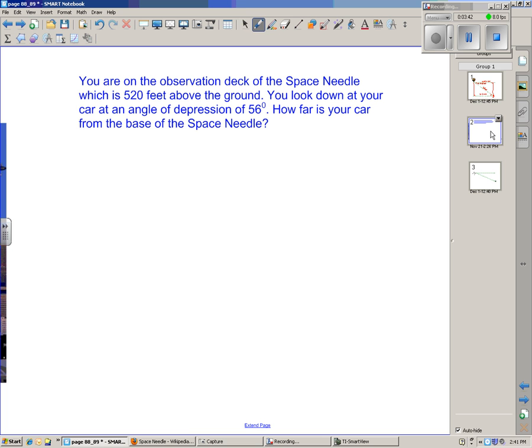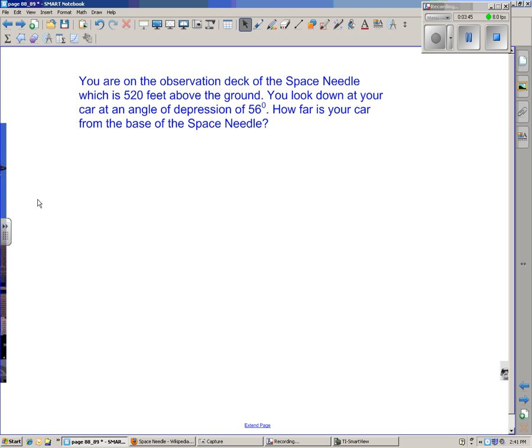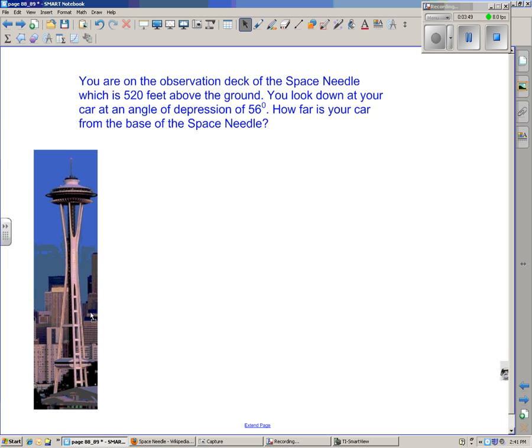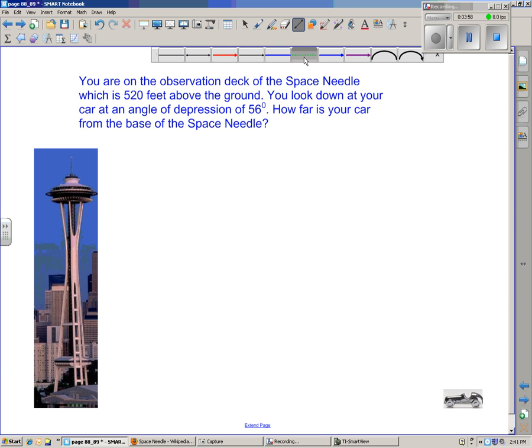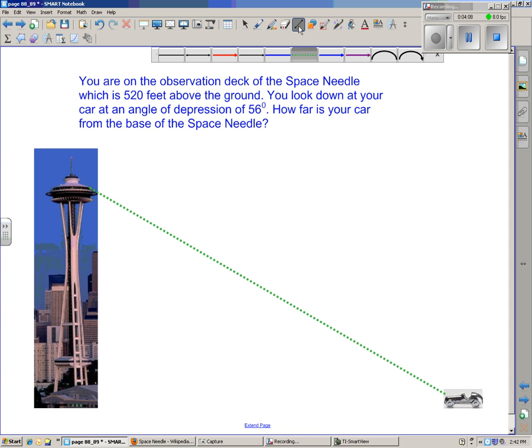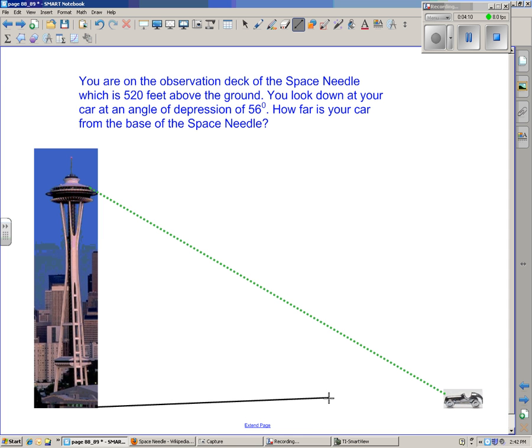Well, you would want to draw a good picture. I cheated and found a picture on the internet of the Space Needle, and I also found a Monopoly car. There's the car, and you're up here. So you draw yourself a picture, and here's the observation deck, and you're right there. And you look down at your car, and there it is. And here's the ground. Here's the ground right there, and there's the base of the Space Needle, and here's my picture.